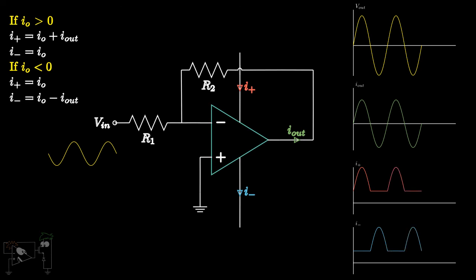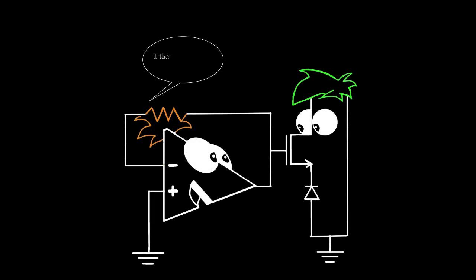Thus we see that KCL is completely valid for an op-amp, which makes sense because KCL is based on the fundamental concept of conservation of charge and hence cannot be violated. That's all for this video.